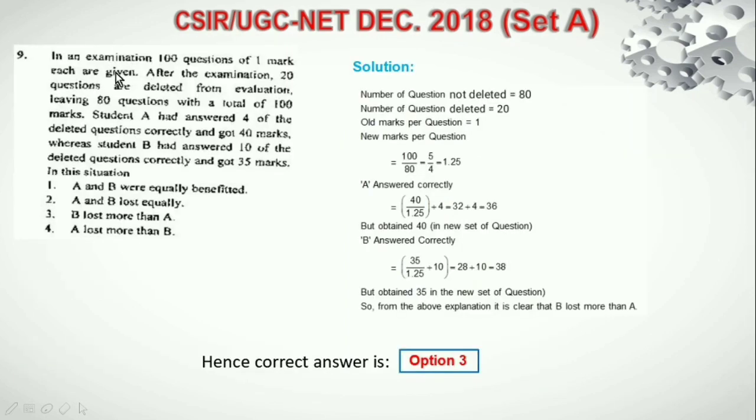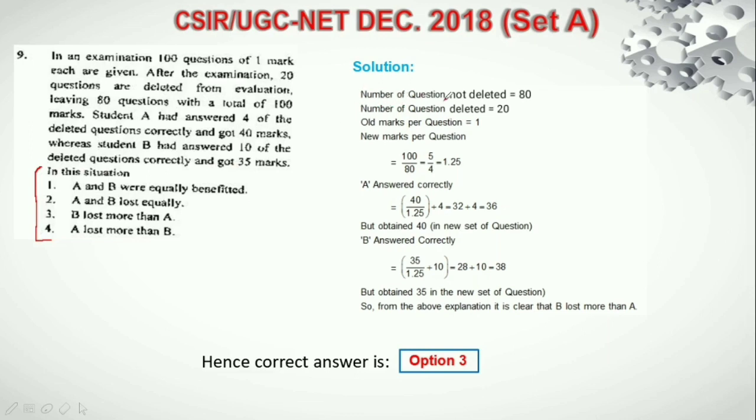Now question number 9. In an examination, 100 questions of 1 mark each are given. After the examination, 20 questions are deleted from evaluation, leaving 80 questions with a total of 100 marks. Student A had answered 4 of the deleted questions correctly and got 40 marks, whereas student B had answered 10 of the deleted questions correctly and got 35 marks. And we have to tell which option out of these 4 will be the correct. So we proceed as follows.